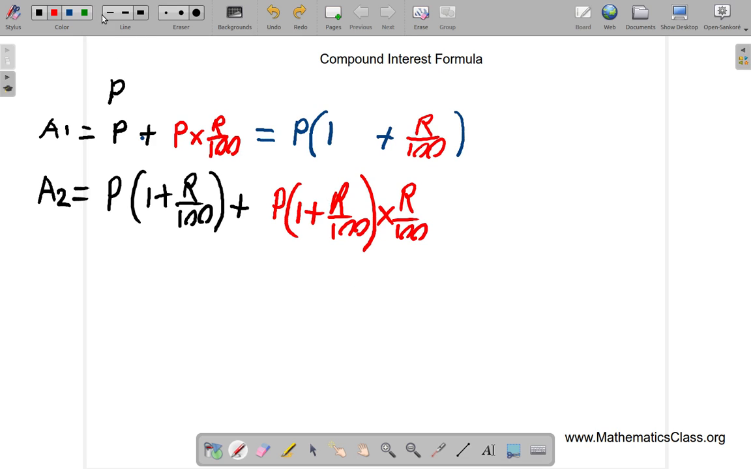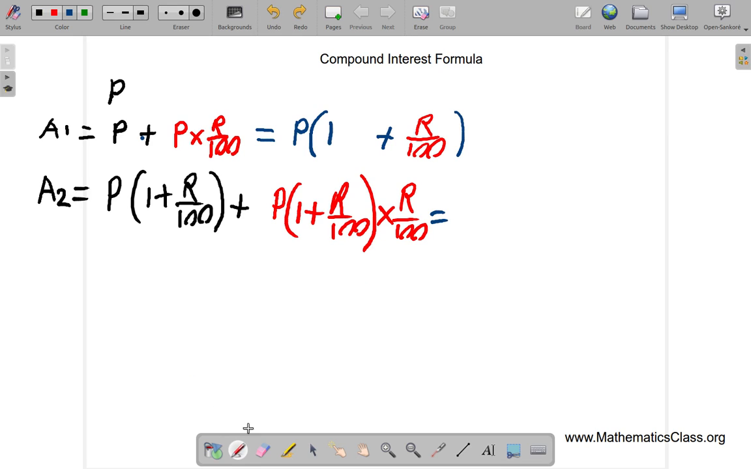And then we say, what is that equal to? Alright, notice you have some common factors here. We have a P times something here and a P times that thing here. So what are the common factors? The common factor is P times 1 plus R over 100, because you see it here again, P times 1 plus R over 100.